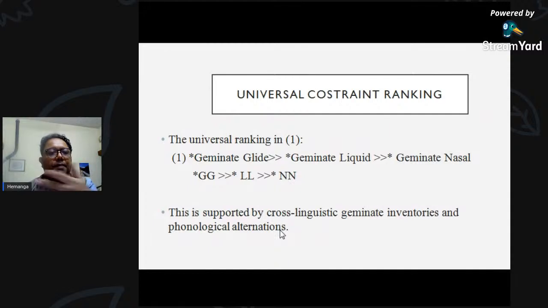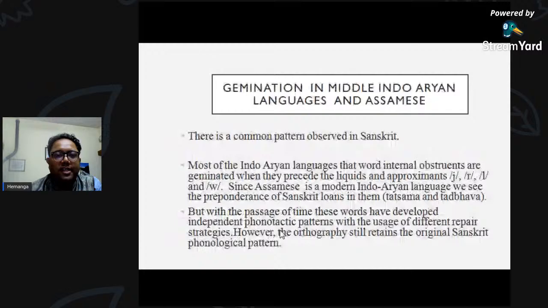So let's see, this is a pattern you can see here. Although I have not discussed optimality theory, this pattern is very much there. Geminate glide is a very highly ranked constraint, then geminate liquids and geminate nasals. This is called GGLLNN. So GG means star geminate glides, that means no geminate glides, which is higher ranked. Then star LL means geminate laterals, star NN means geminate nasals. So this is supported by cross-linguistic geminate inventories and phonological alternations.